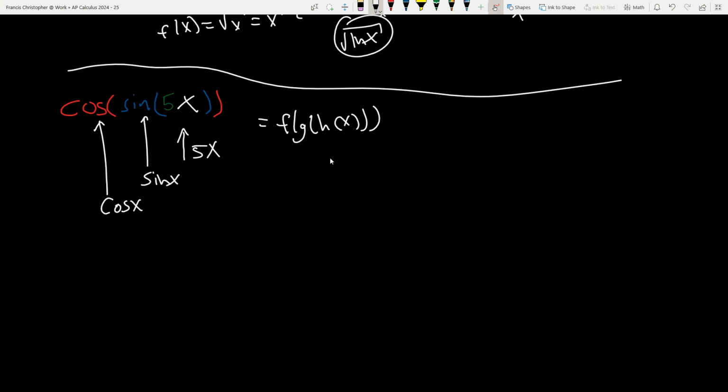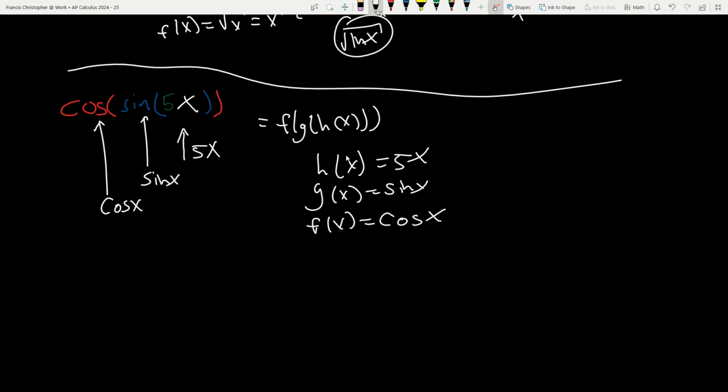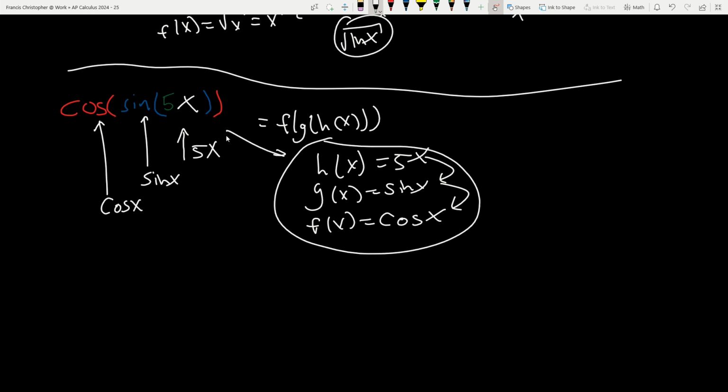notice that h of x equals 5x. I'll write these down. Why not? g of x equals sine of x, and f of x equals cosine of x. Because we plug in this into this, and then this into this. And I'll leave this as an exercise for you if you want to prove to yourself that they're equal to each other.